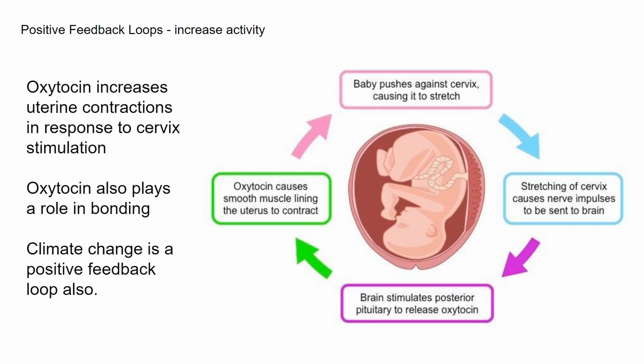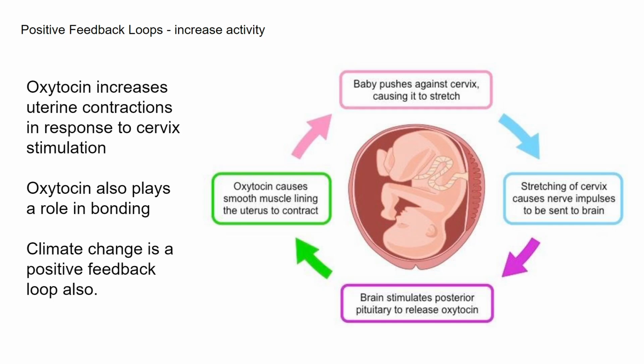Oxytocin increases uterine contractions in response to surface stimulation. This is going to be a positive feedback loop. Oxytocin also plays a role in bonding, and climate change is also a positive feedback loop. So, for example, the baby pushes against the cervix, causing stretch, which causes impulses to be sent to the brain. The brain stimulates the pituitary to release oxytocin. Oxytocin causes the muscle linings to contract, which causes the baby to push against the cervix even more. And then it just keeps on going, so it keeps contracting and keeps contracting.